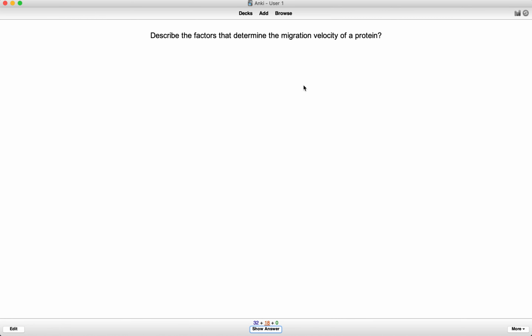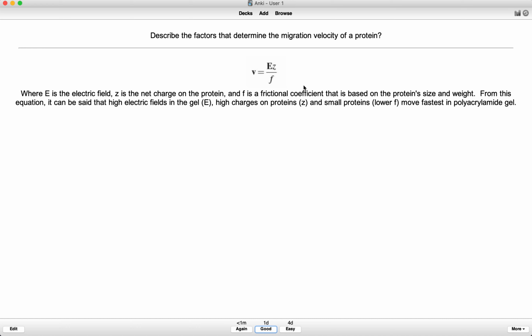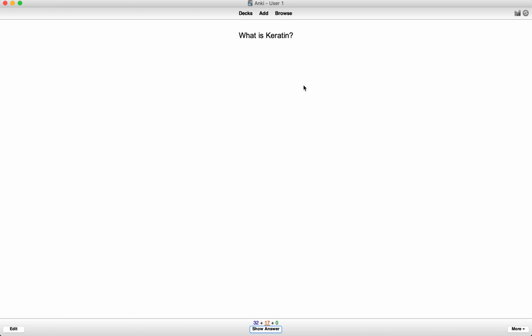So V equals EZ over F. E is electric field, Z is protein charge, F is frequency or frictional force, and V is the velocity. Keratin is a protein that's involved with intermediate filaments, and it provides regulation and structural support. Keratin is also the protein found in our hair and nails.